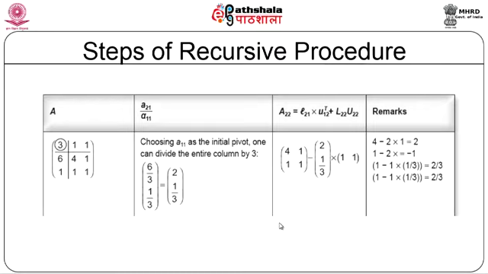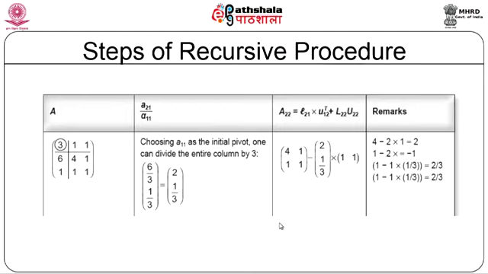So, that means you can see, which is illustrated in the second column of the table, that A11 is chosen as the initial pivot, and the entire column is divided by 3. So, you can see that 6 is divided by 3 to give 2, and 1 is divided by 3 to give 1 by 3.